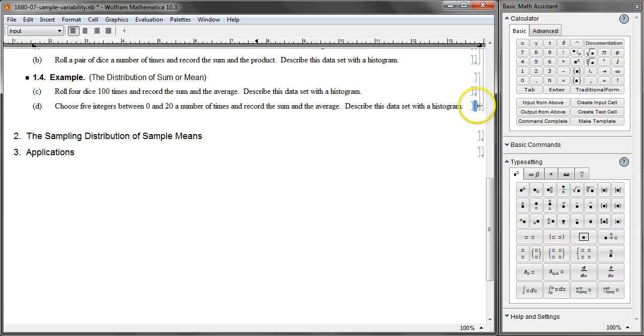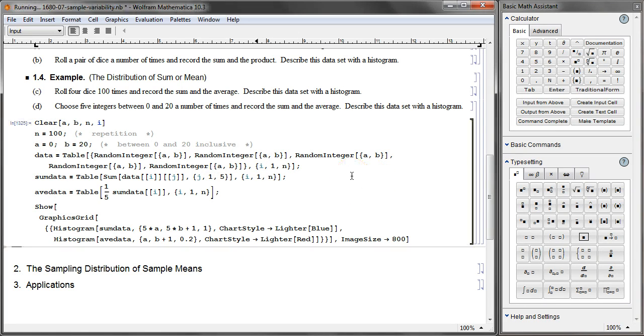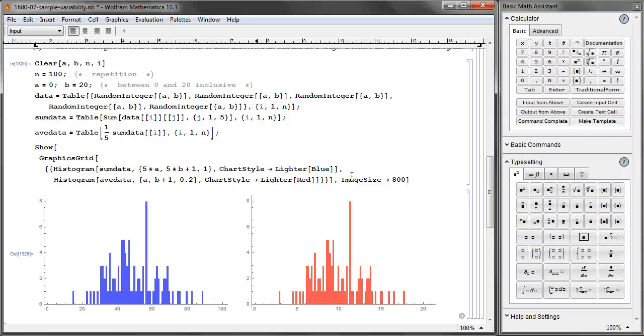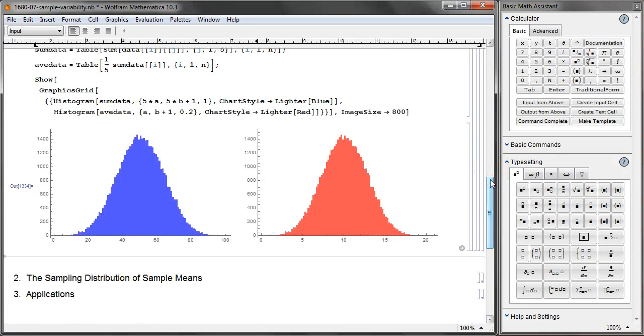Now, how about the next example? Choose 5 integers between 0 and 20 a number of times. Let's repeat it 100 times and then find out the sum and the average. Do you see any pattern? Nothing much, but if I increase the number of repetitions to say 50,000, do you see a pattern now? Yes, most definitely. You see a normal distribution. The central limit theorem in action.